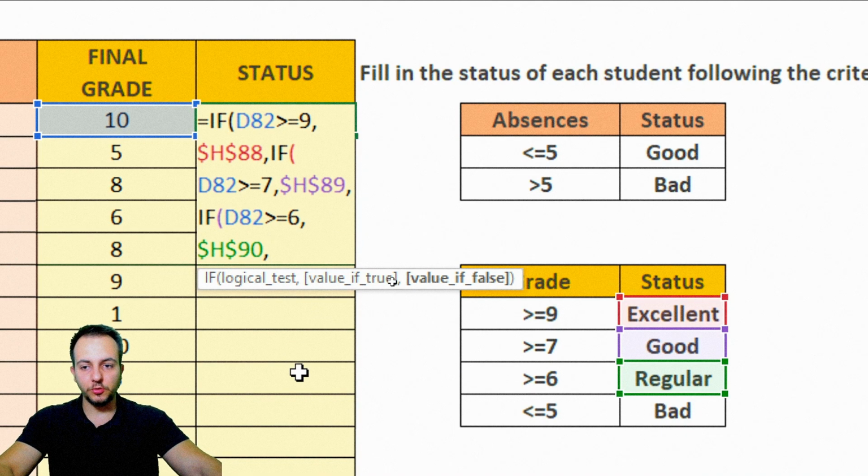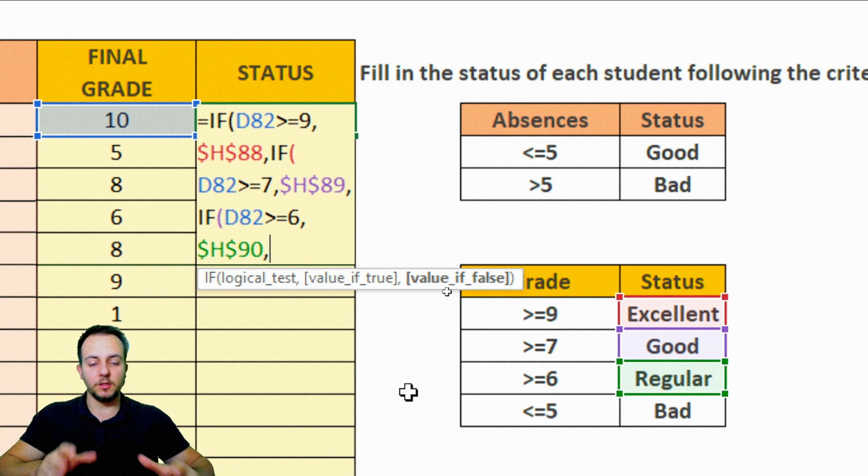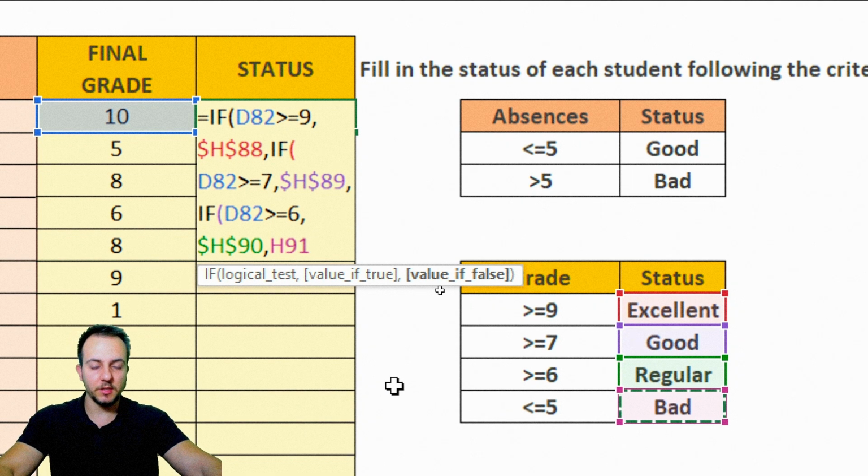But we don't need to use a logical test here, because if our grade is not greater than 9, not greater than 7, not greater than 6, it can only be less than or equal to 5, for example. So it's as simple as that. If all the previous conditions are not met, it can only be bad. Okay, so open quotation marks, bad, or even we can just select here, okay, to make it dynamic.